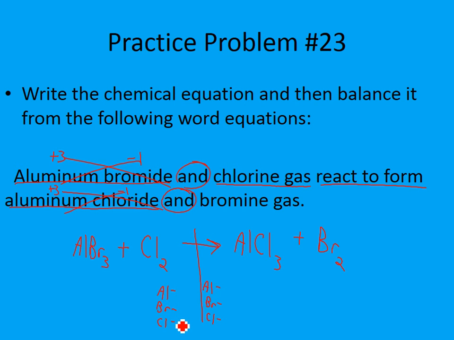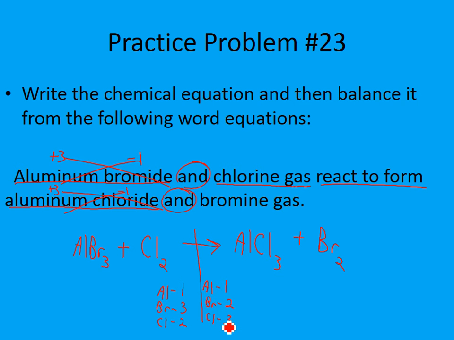Okay, how many aluminums on the left? Help me out. Let's go fast. 1. How many bromines? 3. And chlorines? 2. Aluminums on the right? Bromines? 2. And chlorines? 3. Okay, aluminum is good. Let's go to bromine. Again, we have a 2 and a 3, and they're not split, so we've got to find the lowest number that both 2 and 3 goes into.